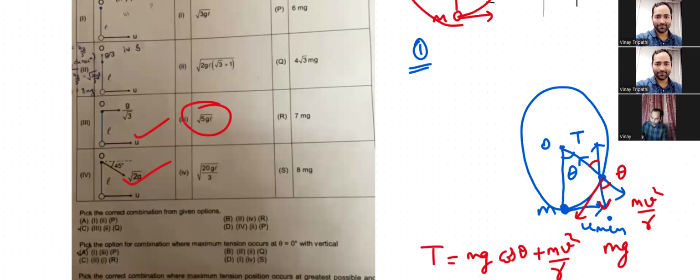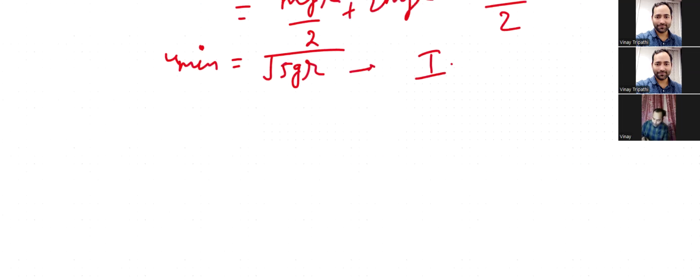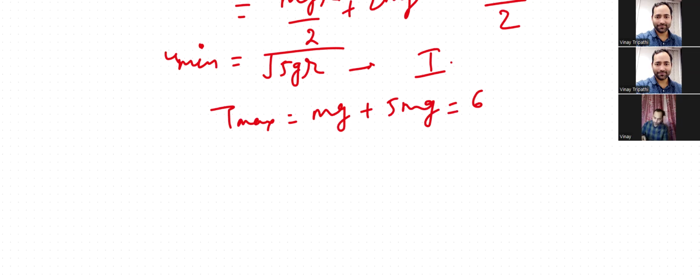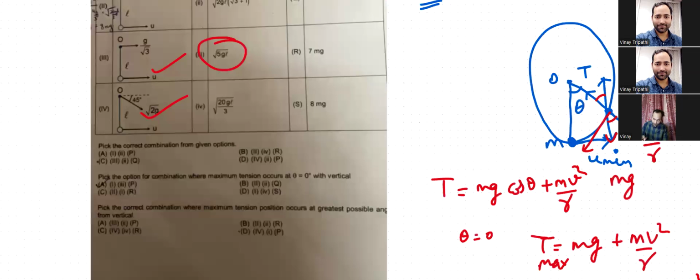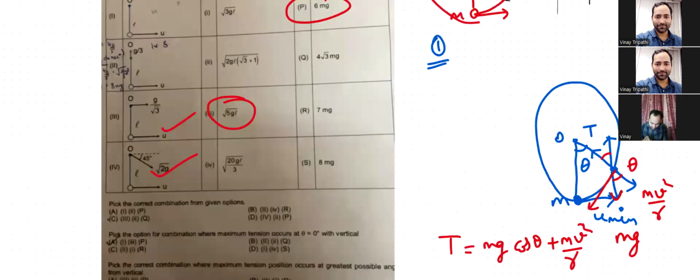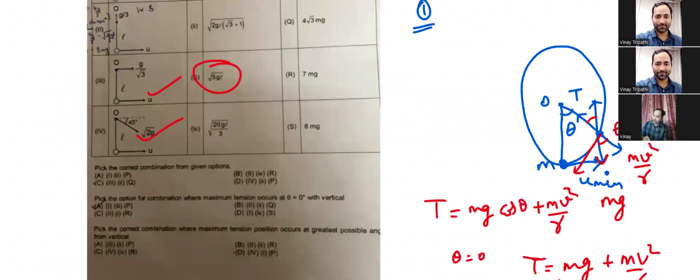Now, what would be T max? T max is basically mg plus mv square by r, with v at the lowest point. So mv square by r would give 5 mg, and that would be 6 mg in total. So for the first one, the matching is root 5gl and this one. Okay. Second, let's find out the second. Here the whole system is accelerated by g by 3 in the upward direction, right?